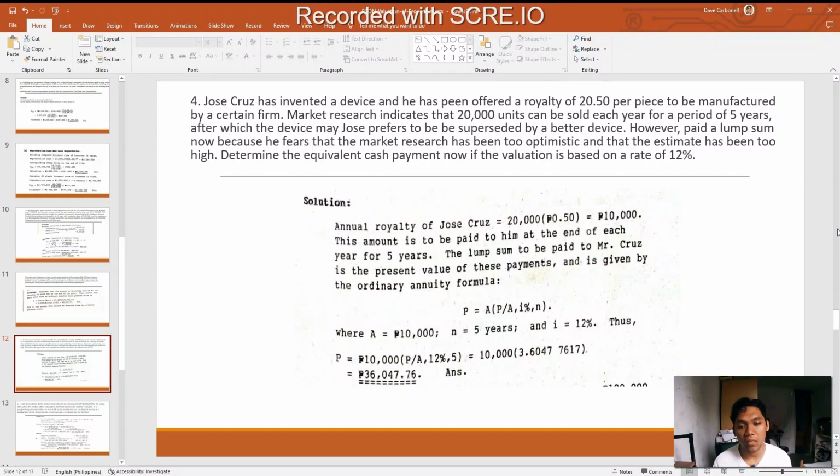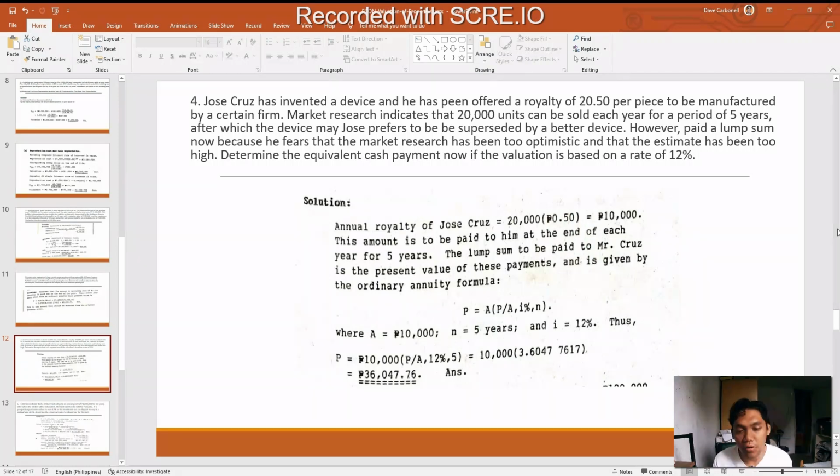So the annual royalty of Jose Cruz is equal to 20,000, which is the number of units sold per year, at the rate of 0.5 pesos, which is equal to 10,000 pesos. This amount is to be paid to him at the end of each year for 5 years. The lump sum to be paid to Mr. Cruz is the present value of these payments and is given by the ordinary annuity formula.